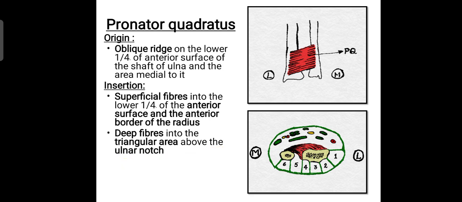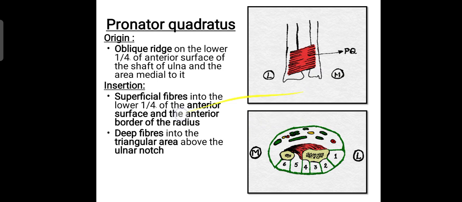So here you can see this is the cross section. If I make a transverse section in this particular plane, the section will look like this. Here you can see this is the medial ulnar bone, and here laterally you can see the radius bone cross section. So from the ulna the fibers are arising. These are the superficial fibers which I am touching right now, that will be inserted to the anterior border and anterior surface of the radius, and we have the deep fibers which are going and attaching to the triangular area above the ulnar notch of radius. So these are the two fibers.